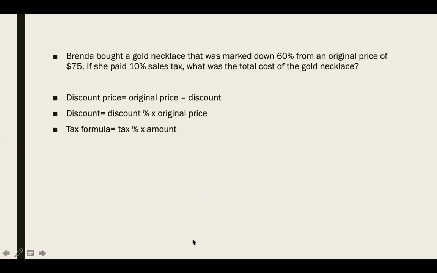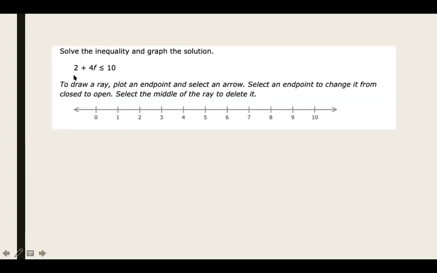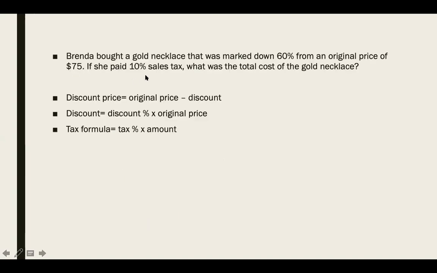Next, the question is saying Brenda bought a gold necklace that was marked down 60% from an original price of $75. If she paid 10% sales tax, what was the total cost of the gold necklace? Now, once again, following the same format, this one I'm going to let you guys complete on your own. I'm just going to solve the basic way to complete it, but I want you guys to attempt this on your own too.